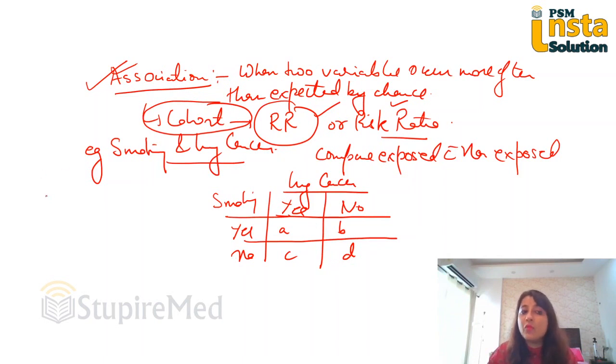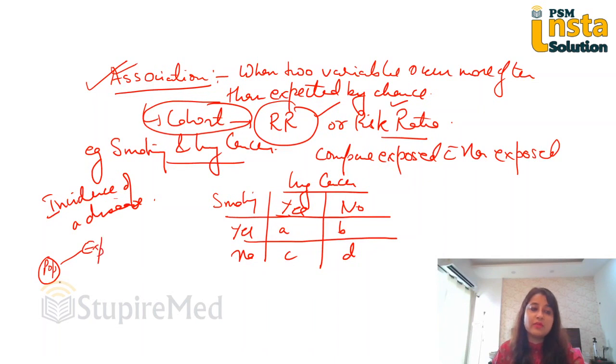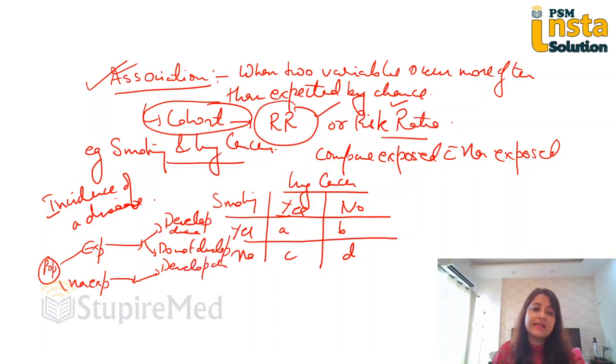Now, if you remember, what is a cohort study telling us? It tells us about the incidence of a disease. What is incidence? The number of new cases of a disease that occur. So suppose this is my population. I divide it into exposed and non-exposed. Then you follow up over a period of time to see how many develop the disease among this exposed group, how many do not. Similarly, in non-exposed, how many develop the disease, and how many do not.